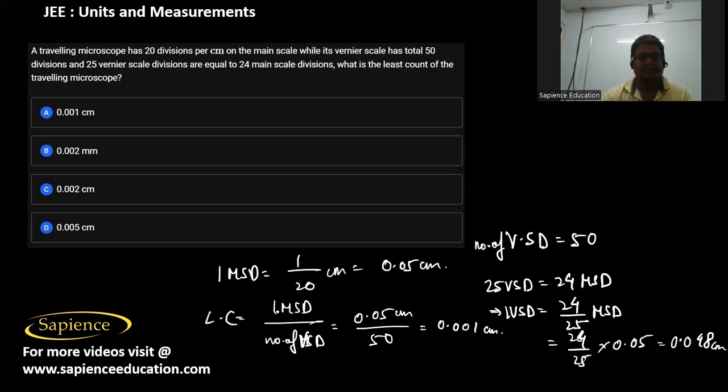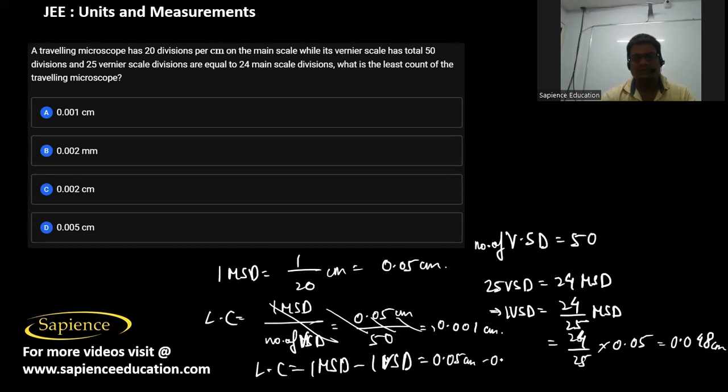So it means this one we cannot use, since least count will be one main scale division minus one vernier scale division. So that will be 0.05 centimeter minus 0.048 centimeter. So this will be 0.002 centimeter. So option C is the correct answer.